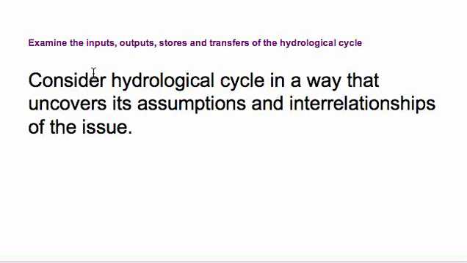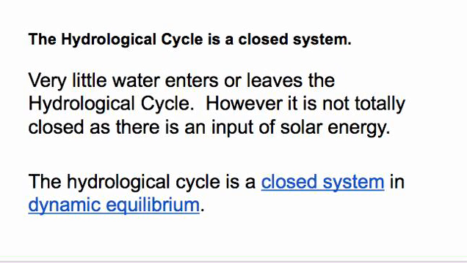What it's asking us to do is consider the hydrological cycle in a way that uncovers its assumptions and interrelationships. So let's have a think about what those assumptions are. The assumption is that the hydrological cycle is a closed system. That means very little water enters or leaves the hydrological cycle at a global scale. Okay, fair enough, we have a little bit of water input by meteorites, and we have some water inputted to the system by volcanoes, but effectively it is a closed system.